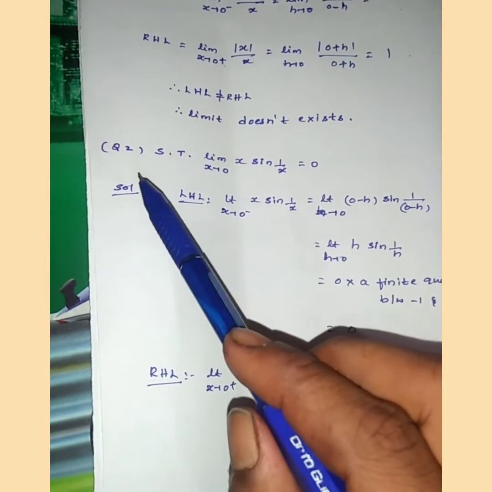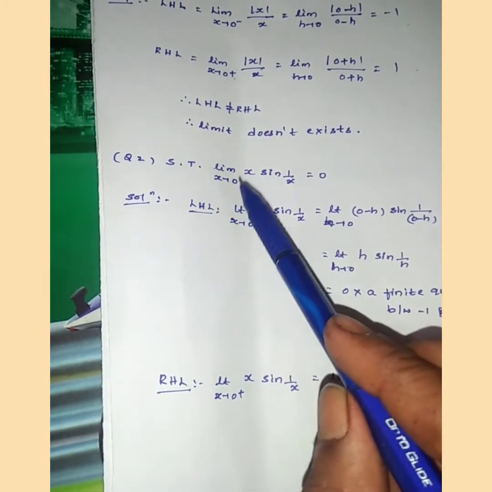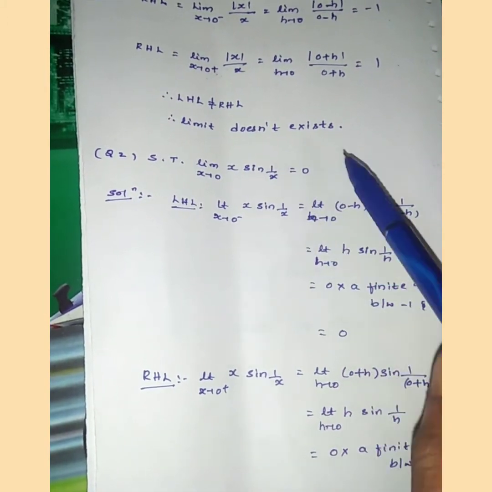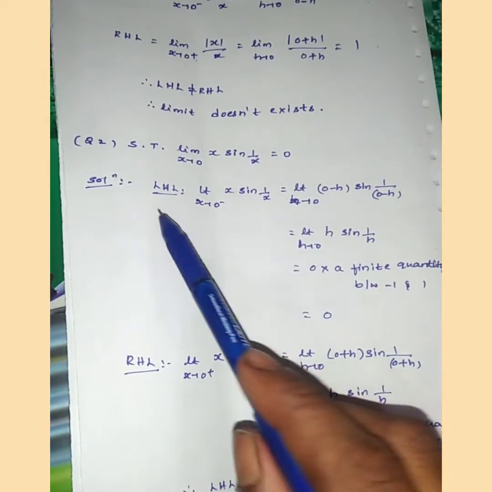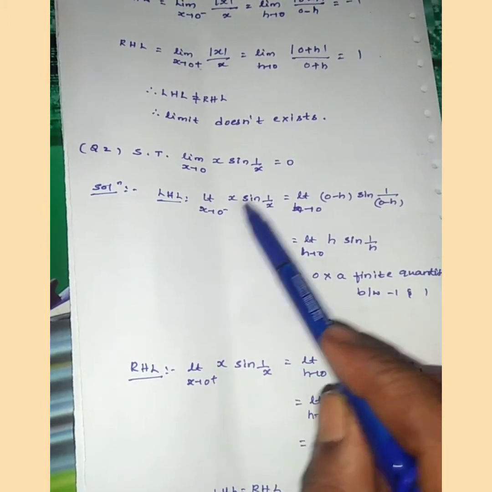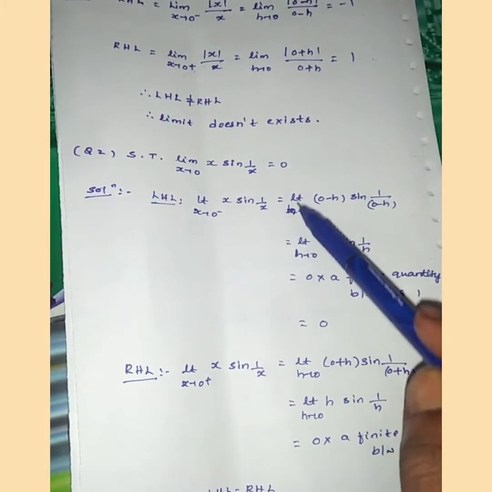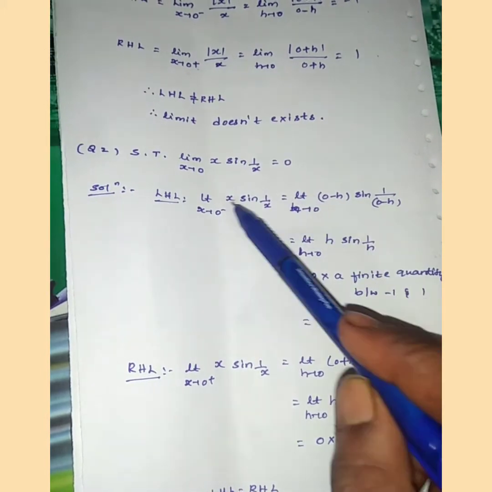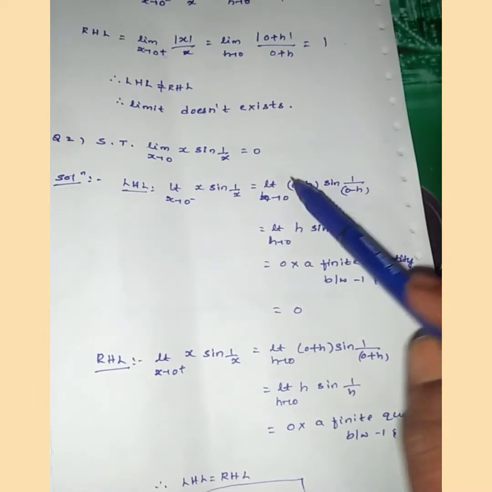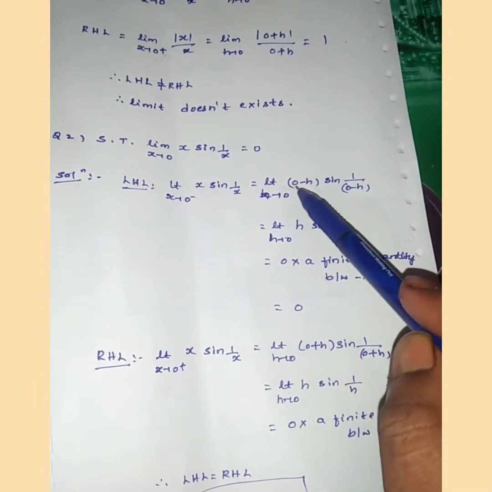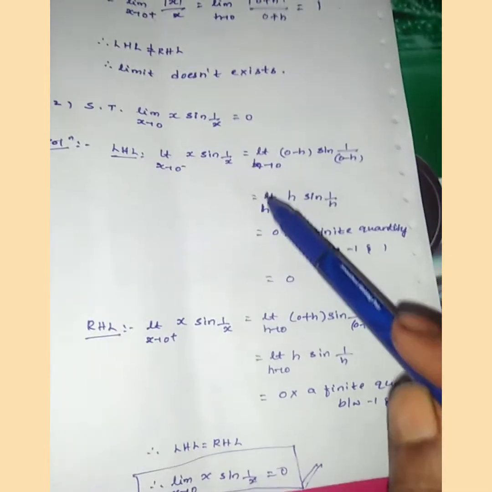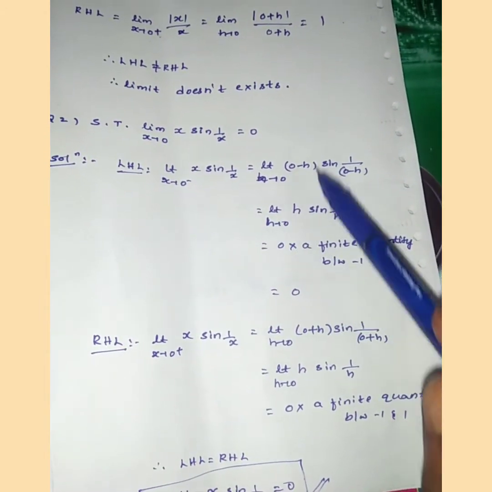And we see the second example: show that limit x tends to 0 of x sin 1 by x equals 0. Left hand limit is limit x tends to 0 minus of x sin 1 by x. In place of x we replace 0 minus h, we get 0 minus h and sin of 1 by 0 minus h, limit h tends to 0.